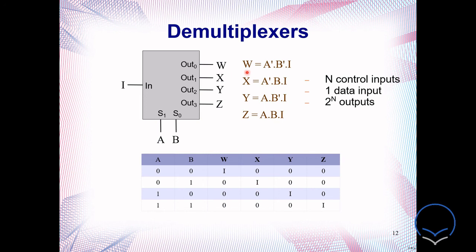Then if you write the equation, W equals A prime B prime into I. For X it becomes A prime B into I. For Y it becomes A B prime into I. For Z it becomes A B into I. That is, control into input equals output.